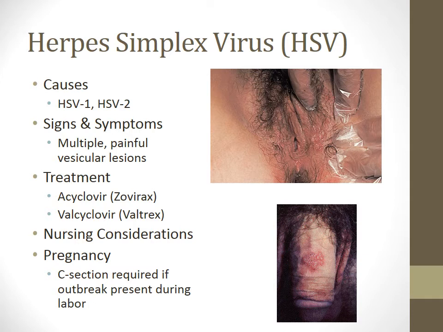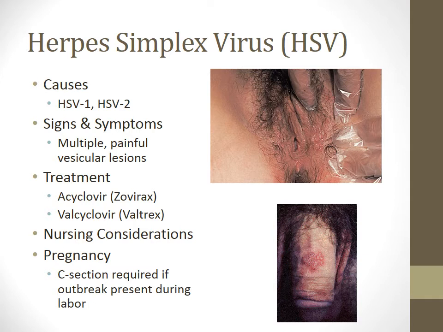Valtrex is also your treatment of choice whenever we think about suppression. Suppression therapy is recommended for individuals with 6 or more recurrences in 1 year. And pregnant women also need to begin treatment at 36 weeks and continue until delivery in order to suppress an outbreak so that they can have a vaginal delivery.